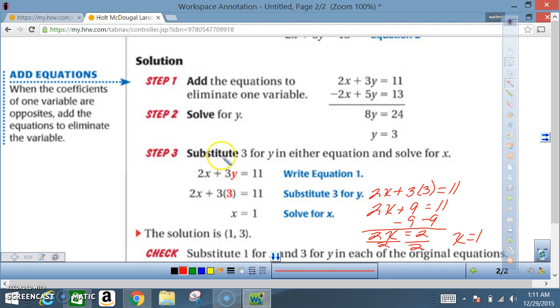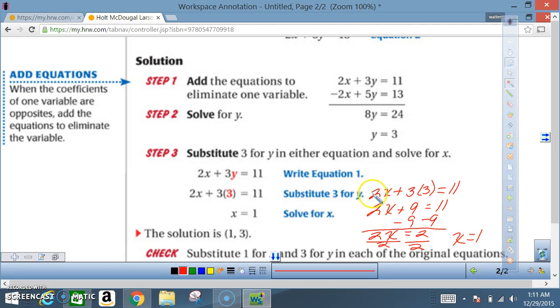Step 3. Substitute 3 for y in either equation and solve for x. 2x plus 3y is equal to 11. That was equation 1 of the two equations. They could have picked either equation to work with. You always try to pick the easiest one. Notice this one, the top one, does not have a negative number. So 2x plus 3 times 3 is equal to 11. We solve for x and we end up with 1.